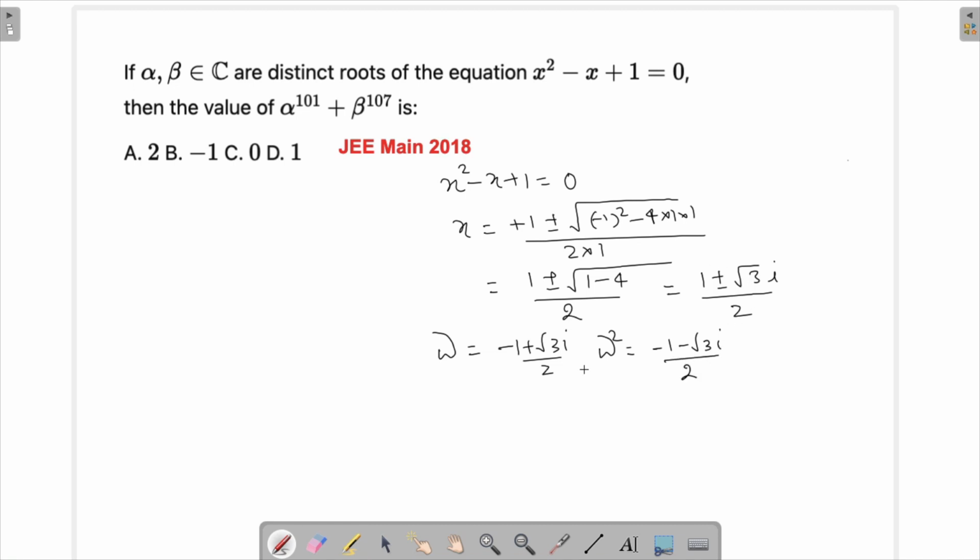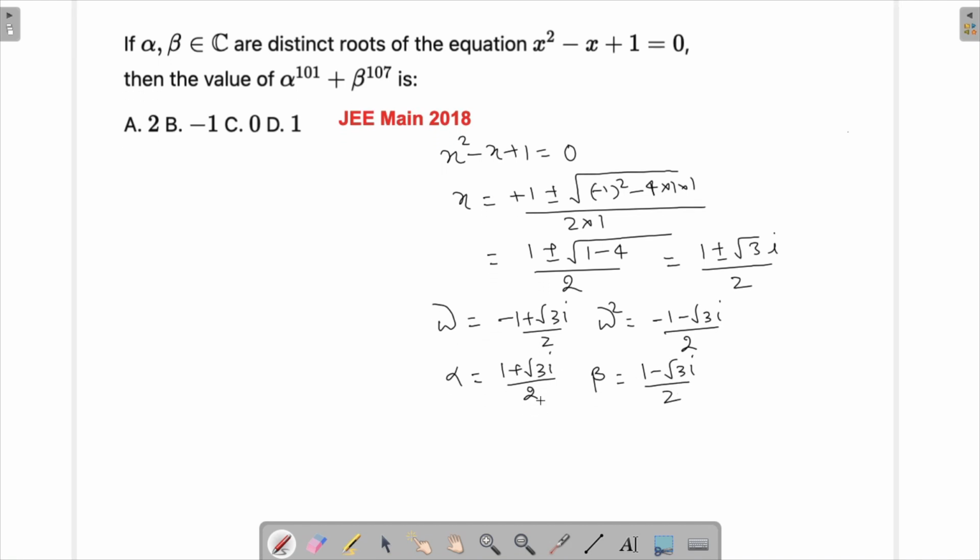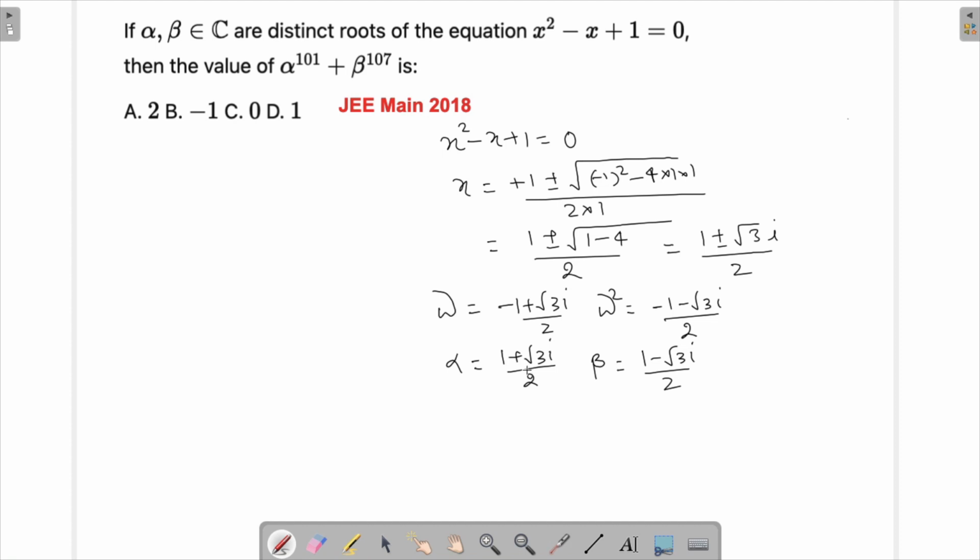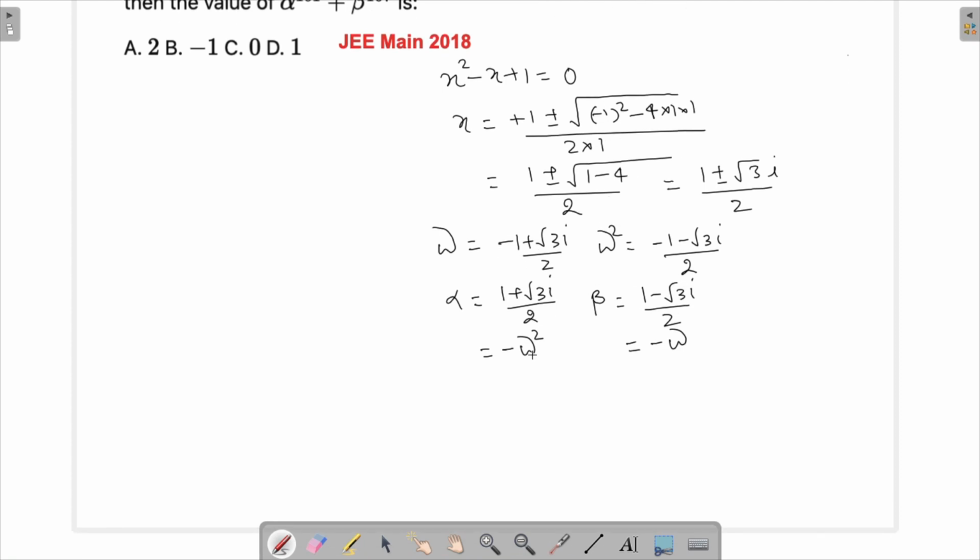While I look at here, I can say that my alpha is actually equal to 1 plus root 3i by 2, and then beta is actually equal to 1 minus root 3i by 2. And now if I compare with these two, what can I say? That alpha is nothing but minus omega square, and beta is actually equal to minus omega. So you can take minus common and this will become this itself.